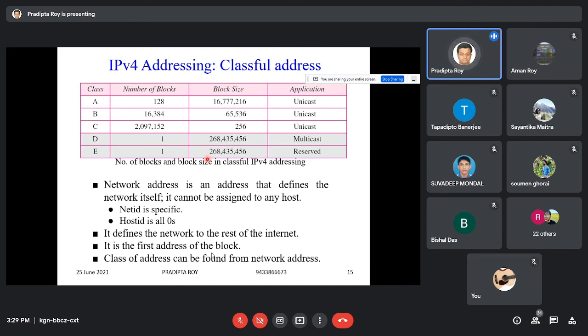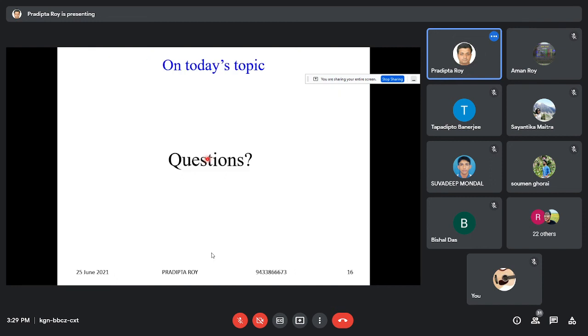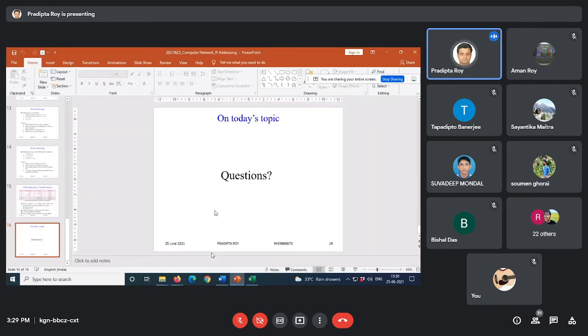Now this is the summary of the number of blocks of each of the classes and the number of hosts in each class. So this is the end of today's discussion.